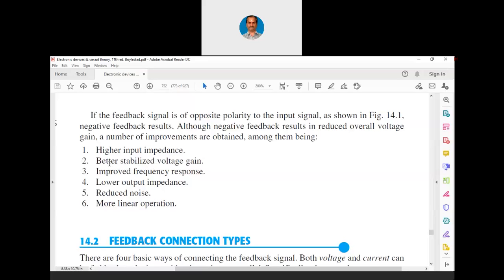Now, let me come to the second one, better stabilized voltage gain. Let me show you a curve here.